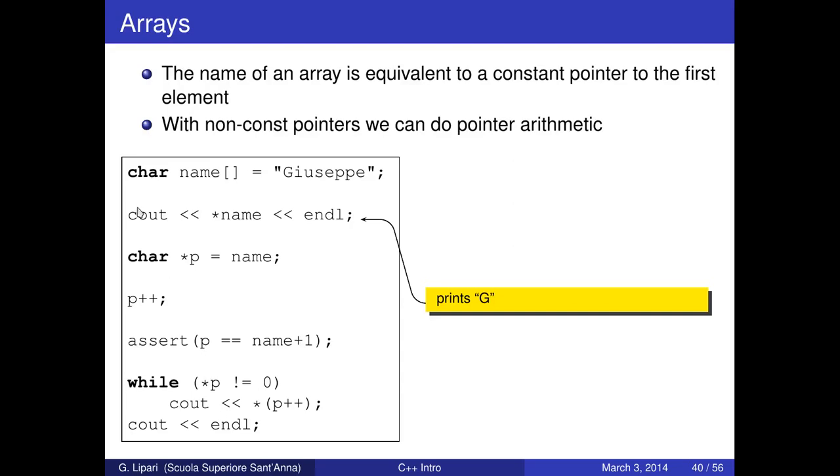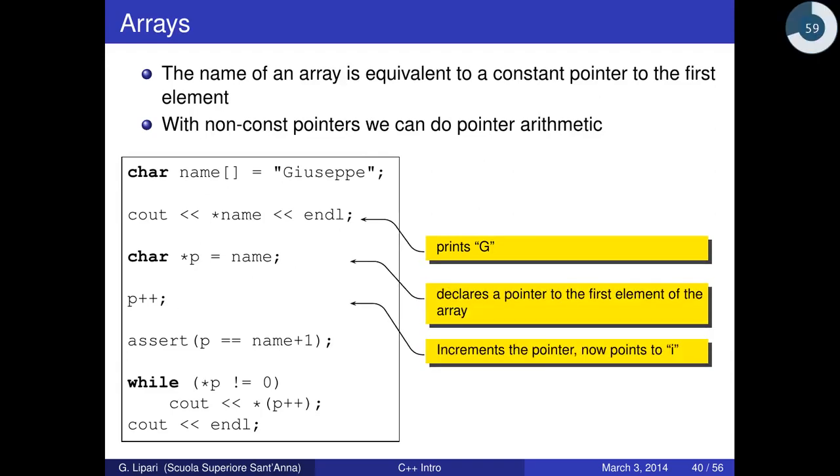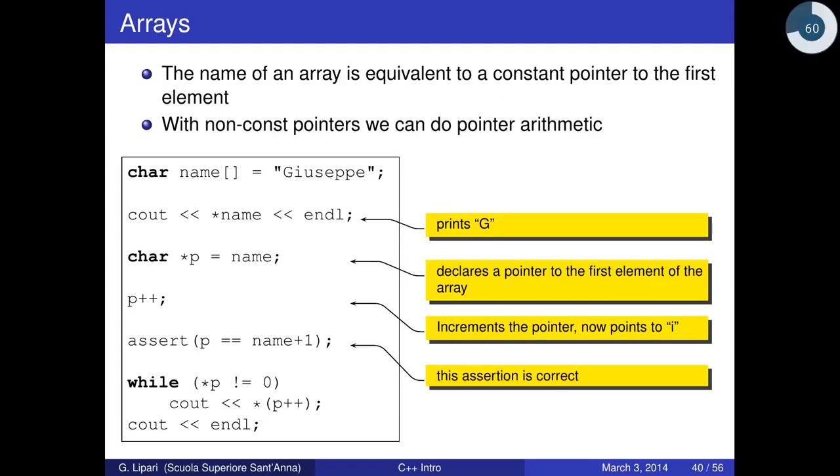For example, I have here an array of characters, name, with my name. If I do cout << *name, as I said, name is also the pointer to the first element of the array, so cout << *name will print G. Of course I can also define a pointer p that points to the first element of the array. What I can then do is increment this pointer. Incrementing a pointer is equivalent to moving to the next location in memory. So this p now will point to I, the second character in the array. This assertion is correct because p now points to the second element in the array, so to name + 1.